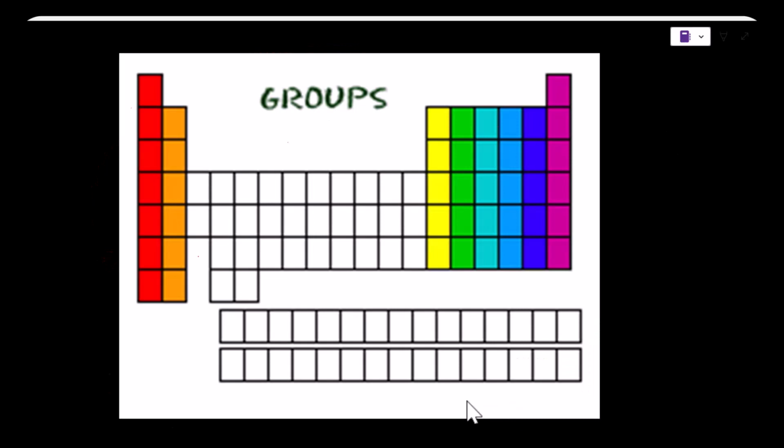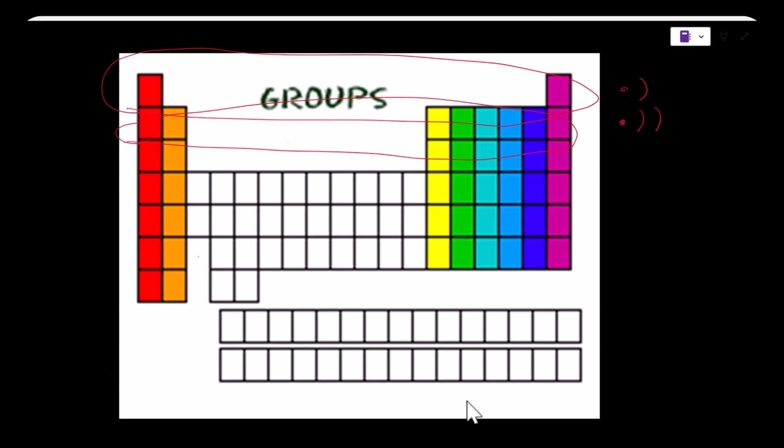We said that the elements that are horizontal on the periodic table are periods, where every element in that period will have the same number of shells. Period 1 has one shell, period 2 has two shells, period 3 has three shells. We describe the groups on the periodic table as having elements that all have the same number of valence electrons, or the same number of electrons in the outermost shell. So what is a valence electron or the outermost shell?